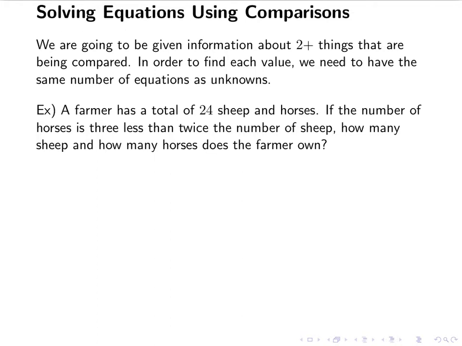So the very first thing we have to do is decide on what variables we're going to use and what each of them stand for. So I'm going to let S be the number of sheep and H be the number of horses. And then I'm going to look at the information that I'm given.